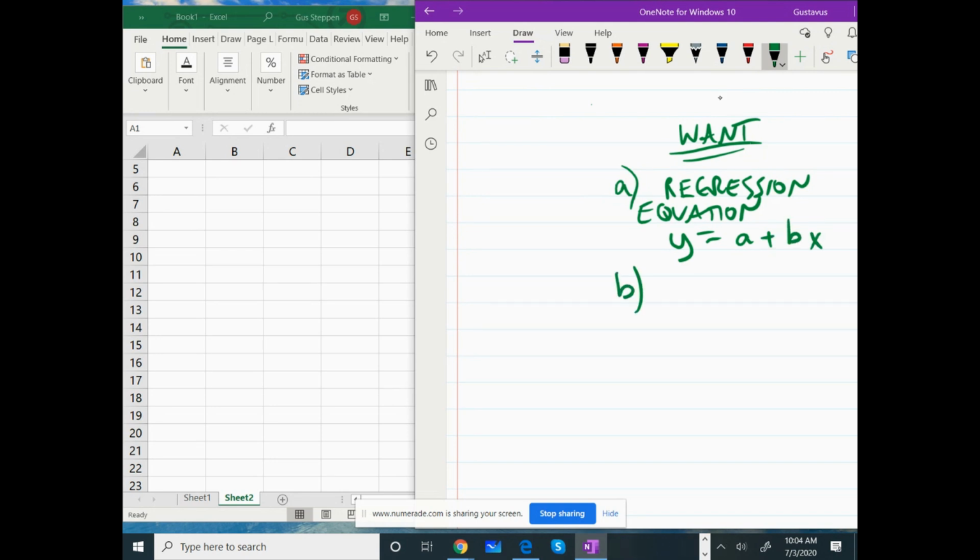And then in part B, we want to find out what is the cost per unit produced. And really that's the average cost per unit. Part C.